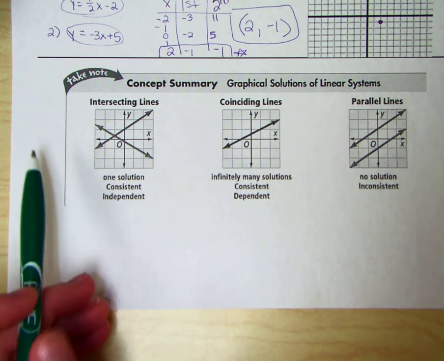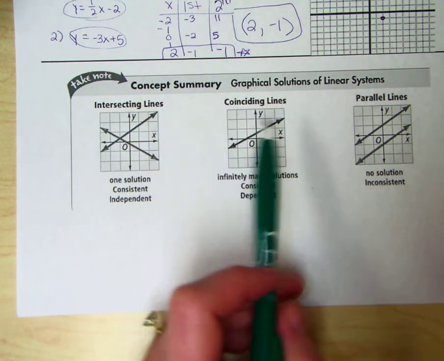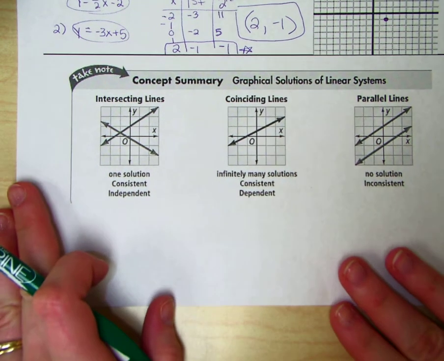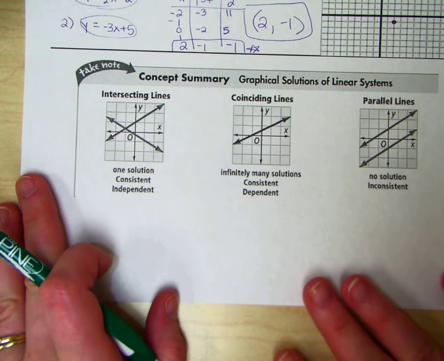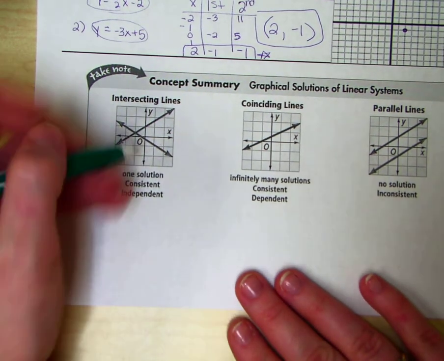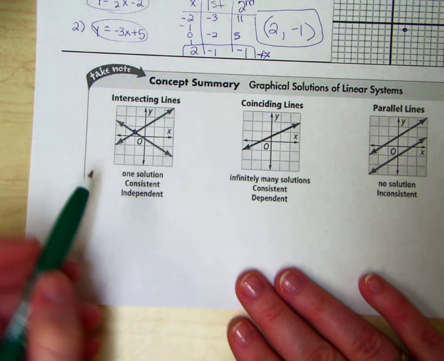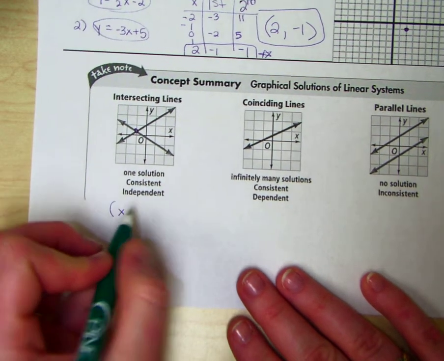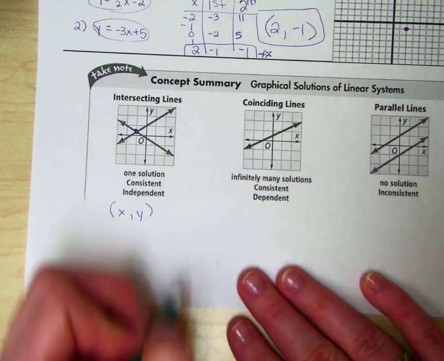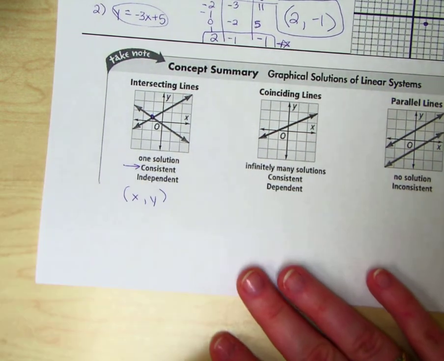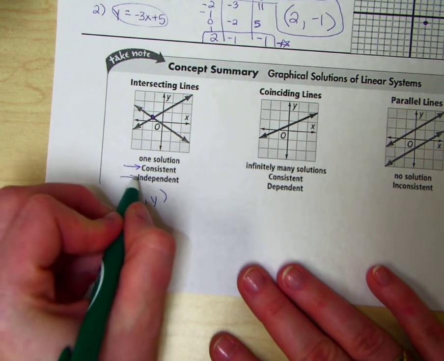The next part of the lesson has a concept summary of all the different solutions of linear systems. You need to become familiar with these terms because you will be tested on them. If two lines meet in one spot, that is one solution. The solution is the x, y value that they meet at. That's called consistent, and it's also called independent.